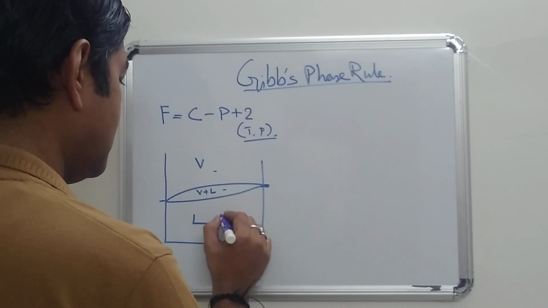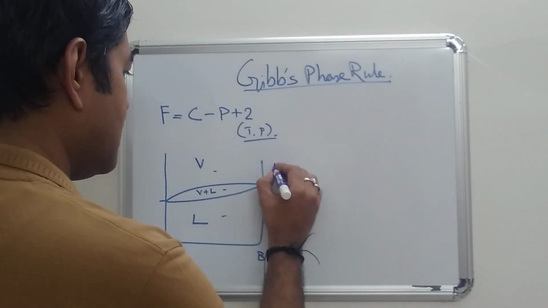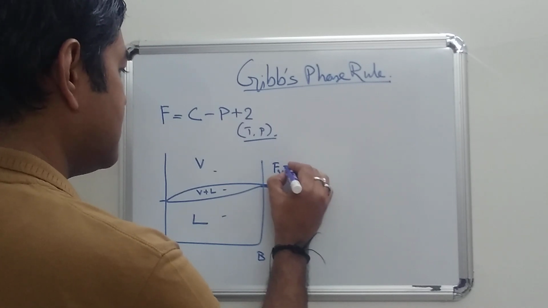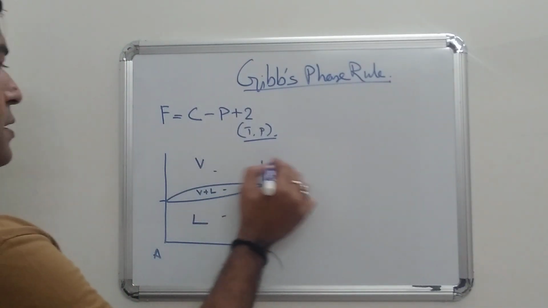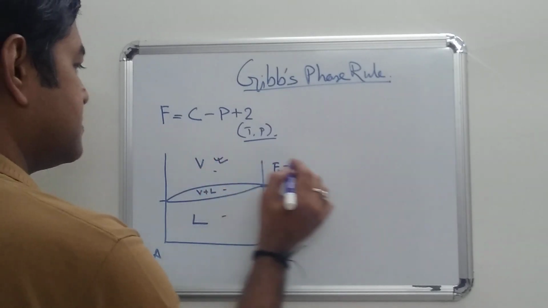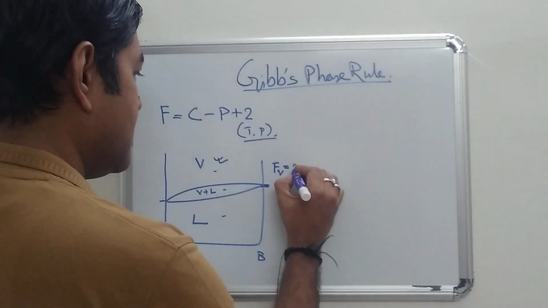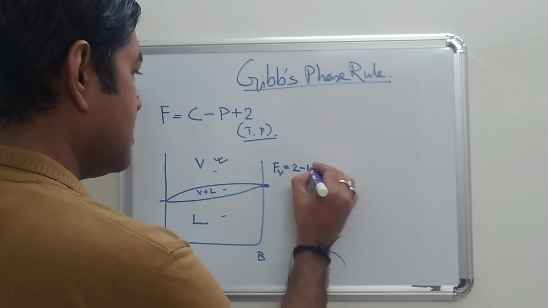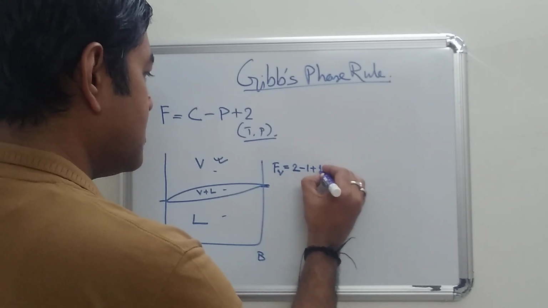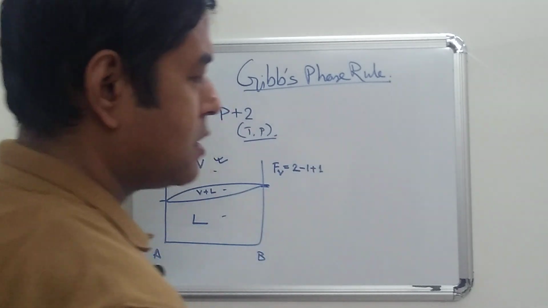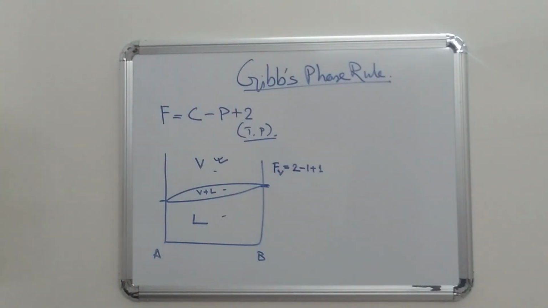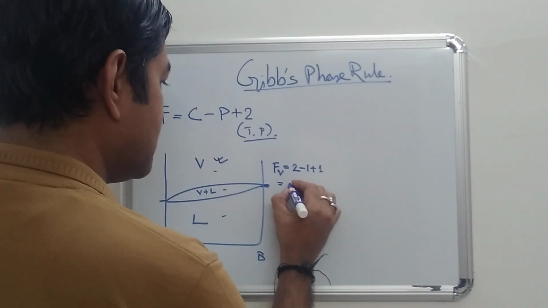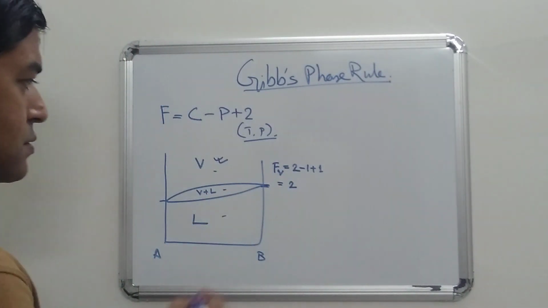here and here, the degree of freedom. For the vapor phase, in this zone, the number of components is 2, the number of phases in equilibrium is 1, plus 2, which reduces to 1 as pressure remains at 1 atmosphere throughout the system. What happens? Degree of freedom will be equal to 2.